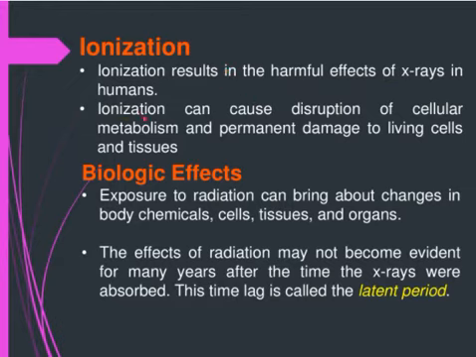Because the ionization process can cause disruption. Disruption means breakage or discontinuity of cellular metabolism. So the cell performs metabolism, anabolism, and catabolism. Anabolism is building up of energy, and catabolism is breaking down of energy.